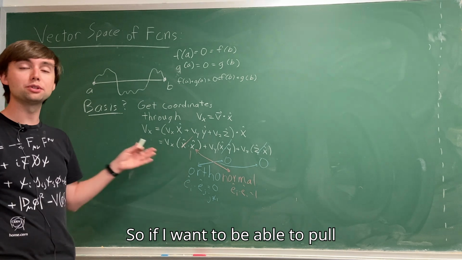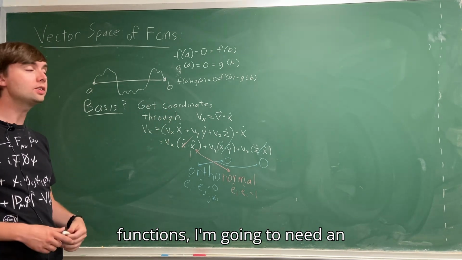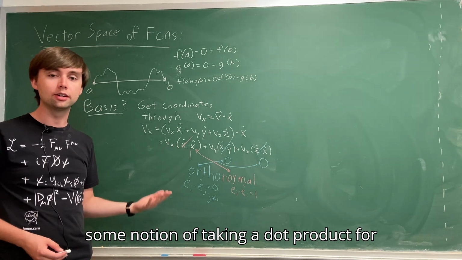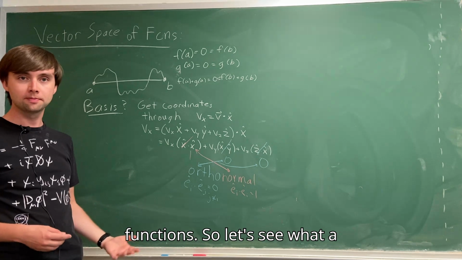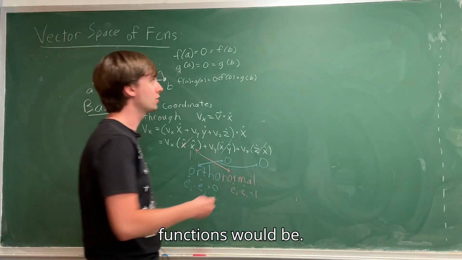So if I want to be able to pull coordinates out to explain these functions, I'm going to need an orthonormal basis. I'm going to need some notion of taking a dot product for functions. So let's see what a helpful definition of a dot product for functions would be.